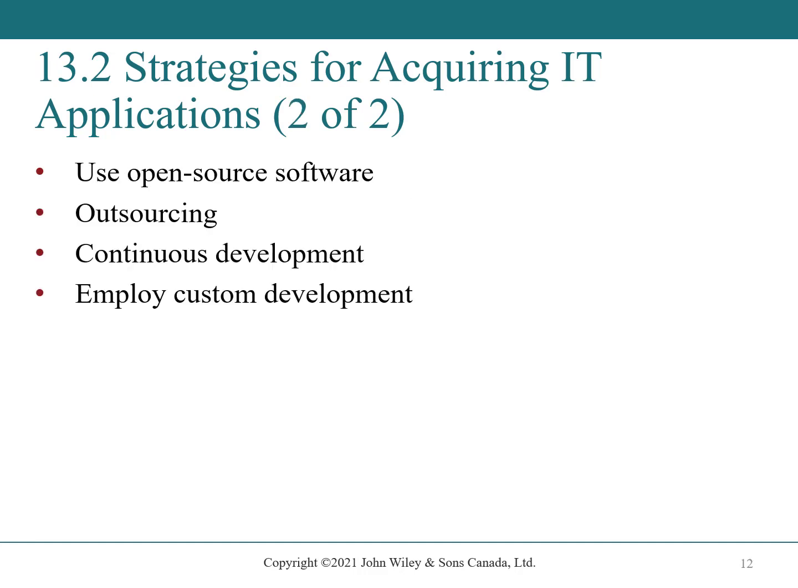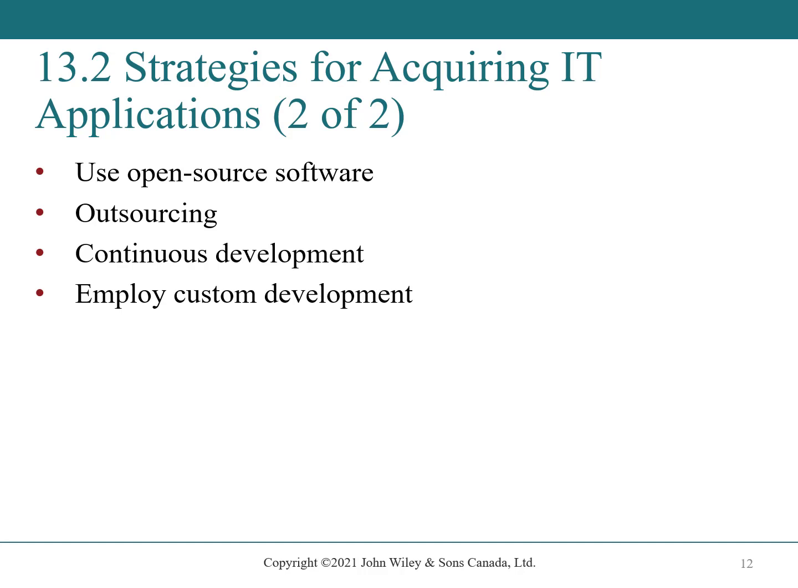Strategies for acquiring IT applications, 2 of 2. Use open source software, outsourcing, continuous development, and employ custom development. Organizations obtain a license to implement open source software products and either use it as is, customize it, or develop applications with it. Unless the company is one of a few that want to tinker with their source code, open source applications are basically the same as proprietary applications except for licensing, payment, and support. Open source software is really an alternative source of applications rather than a conceptually different development option.